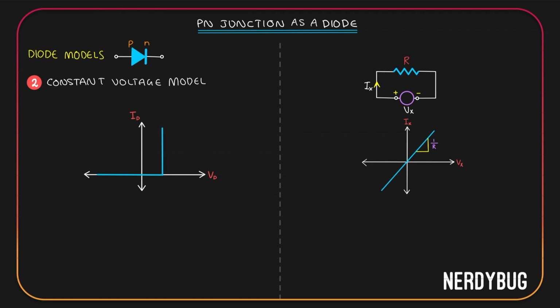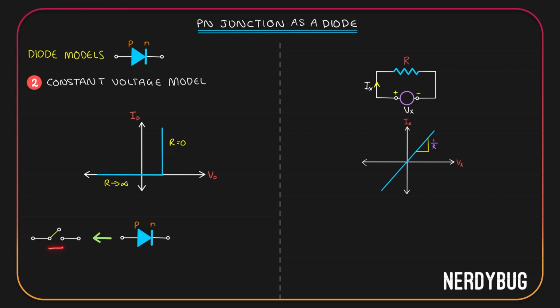Slope of the IV graph is 1 by R. So initially we could say 1 by R is equal to 0, or R tends to be infinite. When the slope becomes infinite, we can say 1 by R is infinite, or R is equal to 0. Let us take our diode. Here the resistance is really high and the current is 0. So we can model it to be an open circuit.